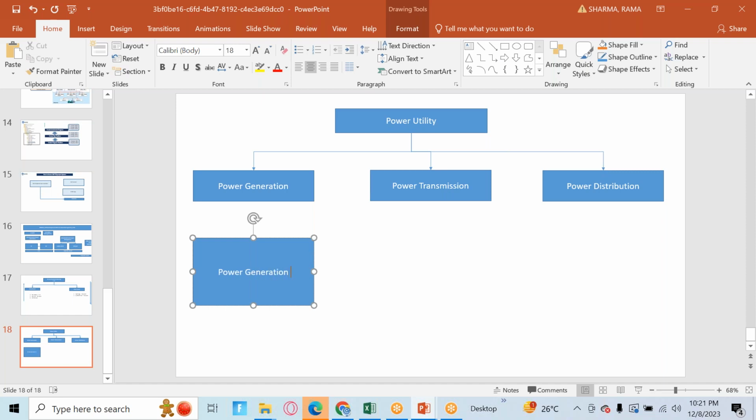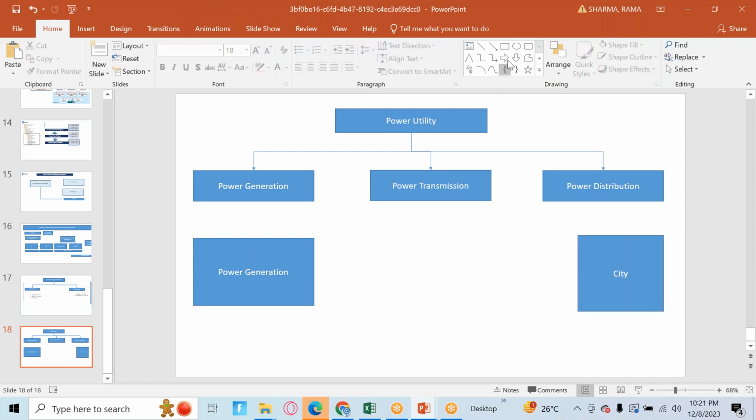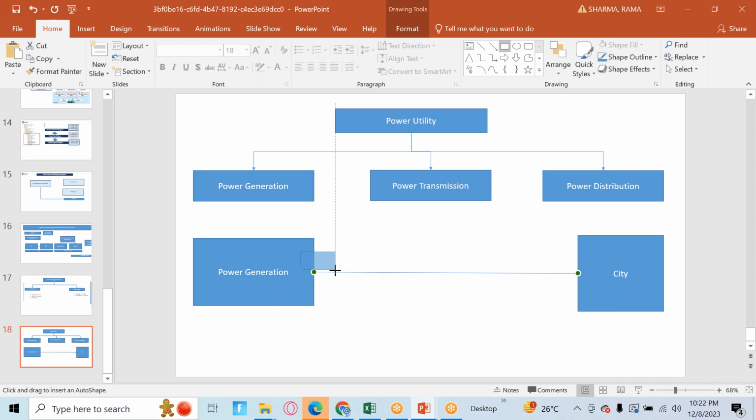Here is a power generation plant, and here is a city. So what will happen here? This will be transmission from power generation to city. So you will have a substation at this place to transmit it, and then you will have a substation here, near the city. When you are sending this power from the power generation plant to the city, this portion we call power transmission.